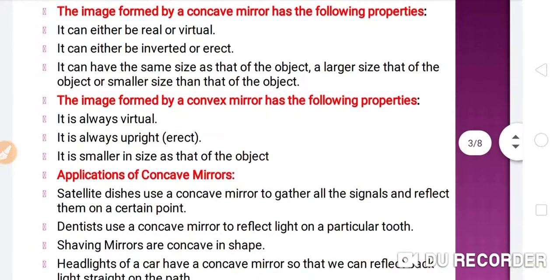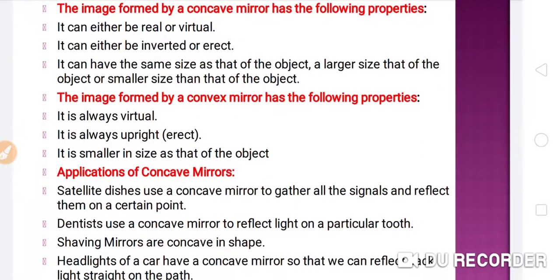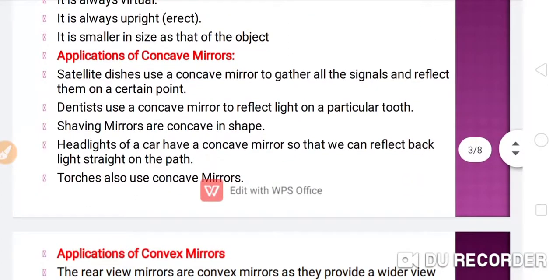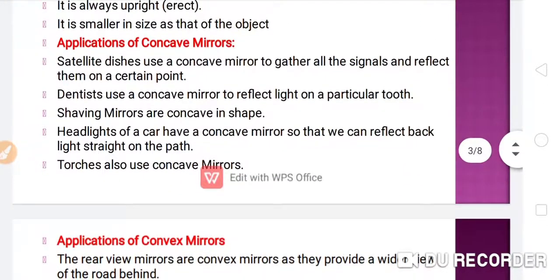Now come to the next. The image formed by the convex mirror has the following properties: it is always a virtual image, it is always upright, also known as an erect image, and it is smaller in size than the object. These are all the important properties of the images formed by the convex mirror and the concave mirror. Now applications: what are the important applications of concave mirrors?